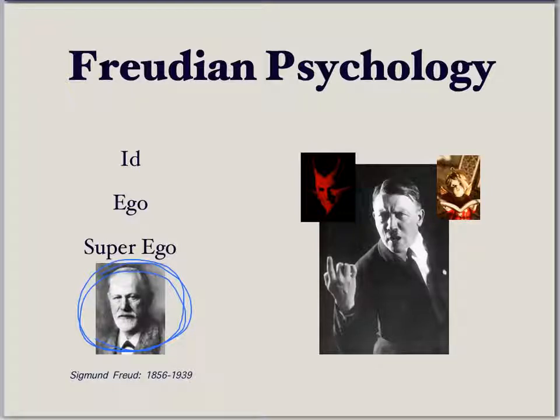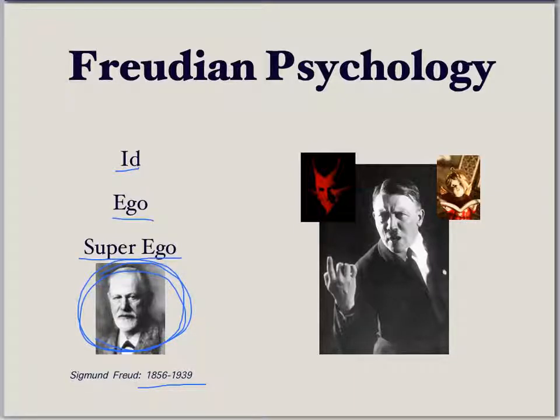Freud is Viennese and lived from 1856 to 1939. Freud pioneered the study of the subconscious and unconscious in psychology, and one of his greatest contributions is the conception of the id, the ego, and the superego.